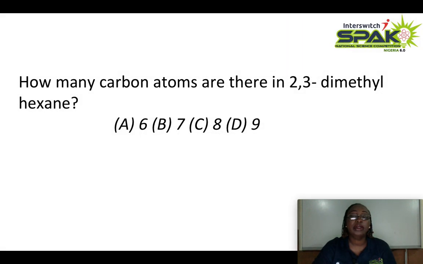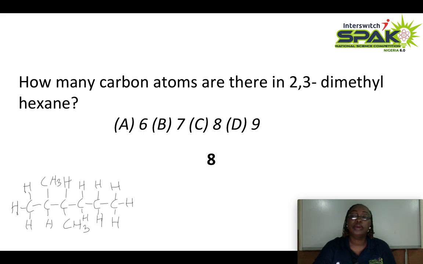How many carbon atoms are there in 2,3-dimethylhexane? Let's look at it. In our options, the right answer is 8. But why is it 8? Let's see the structure of 2,3-dimethylhexane. Hexane is 6 carbon, so we have 6 carbons drawn, and methyl is attached to the second and the third carbon. So how many carbons can you count? If you count 1, 2, 3, 4, 5, 6, 7, 8. Our answer is 8.